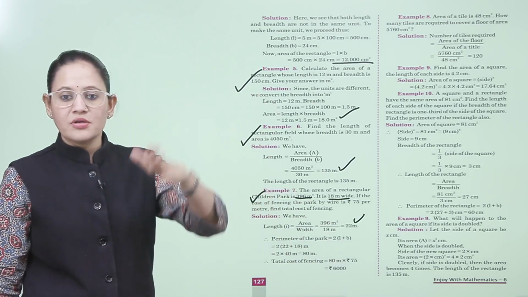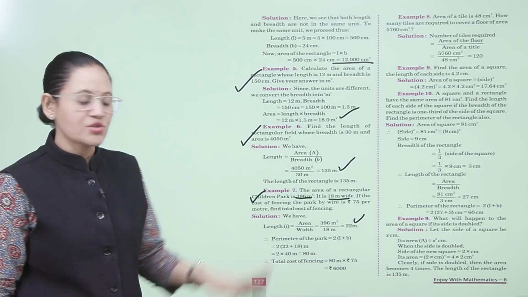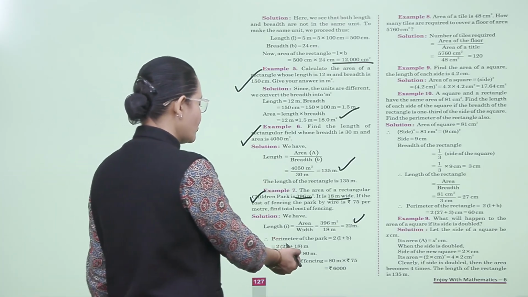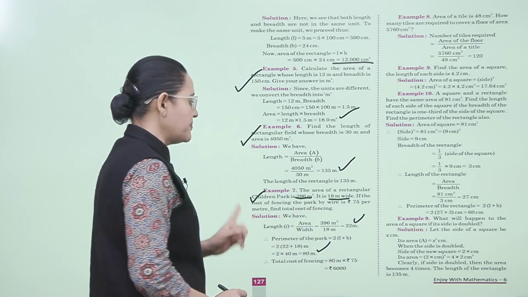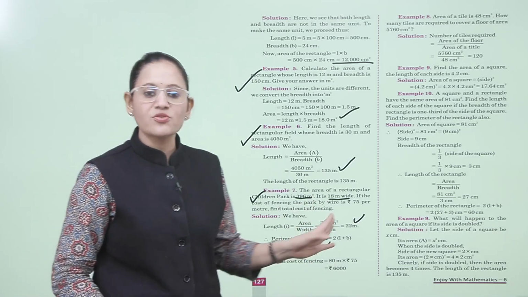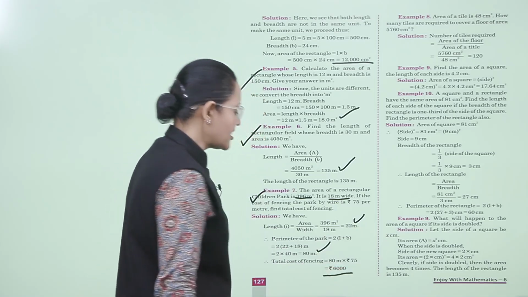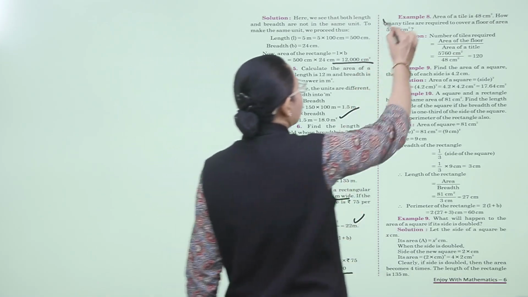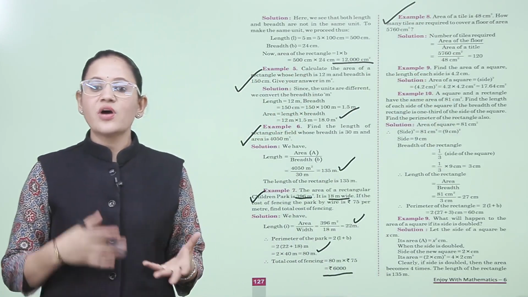Now, we have to find the cost of fencing. For that we need perimeter. Perimeter equals 2 into L plus B. So, 2 into 22 plus 18, 80 meter. Now, the cost of fencing per meter is 75 rupees. So, we multiply by 75, that is rupees 6,000.